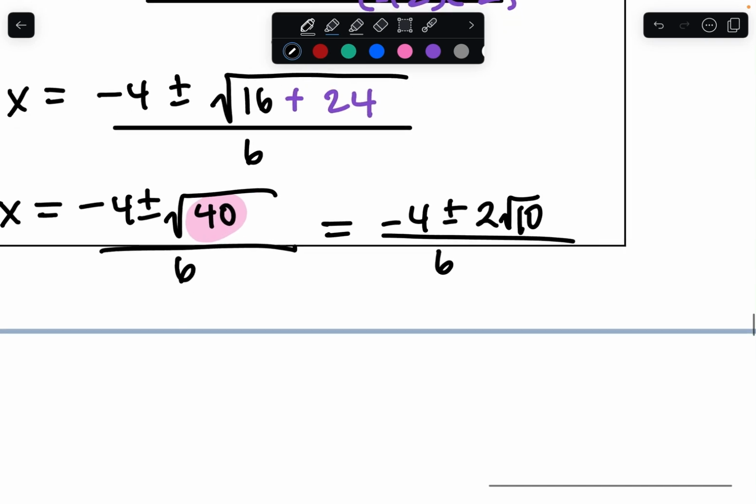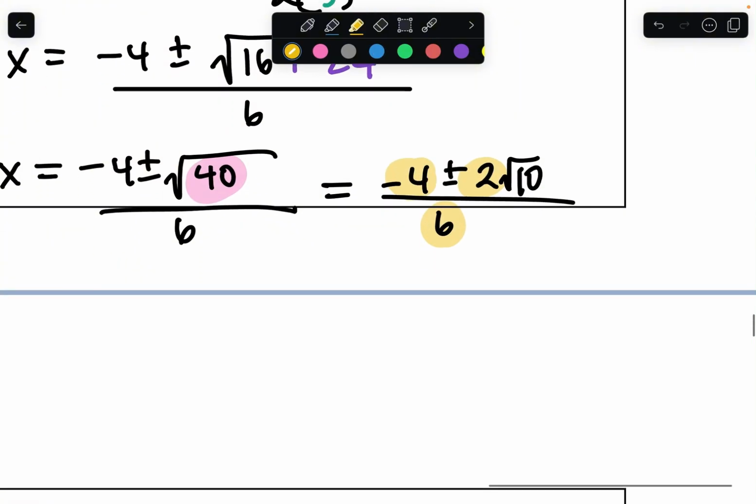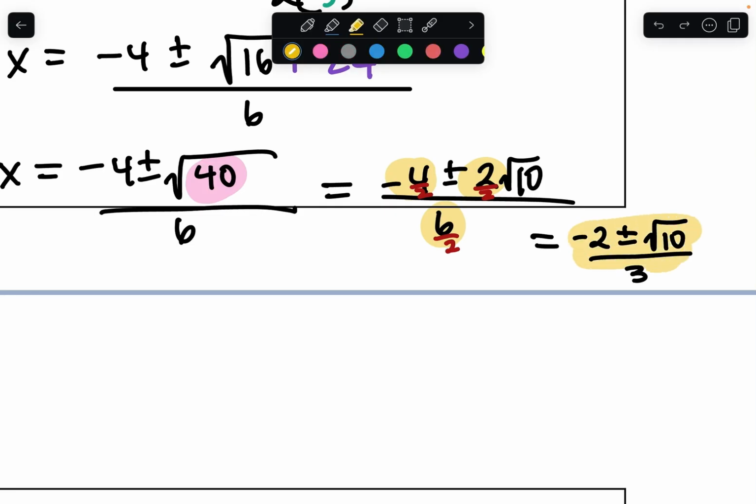Okay, and so remember, only numbers outside the radical can interact with each other. So looking at the negative 4, the 2, and the 6, all of those can be divided by 2. And so think of dividing each of them individually by 2, which would then give me negative 2 plus or minus 1 square root of 10 all over 3. And we just leave that 1 invisible. And so that would be our final answer.